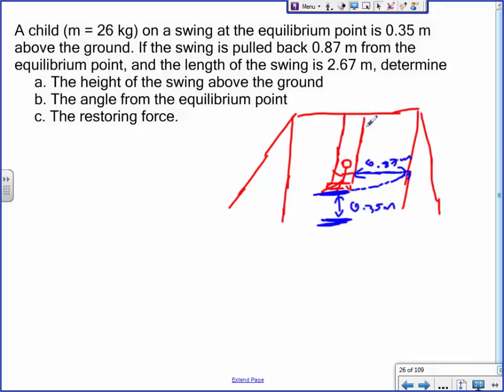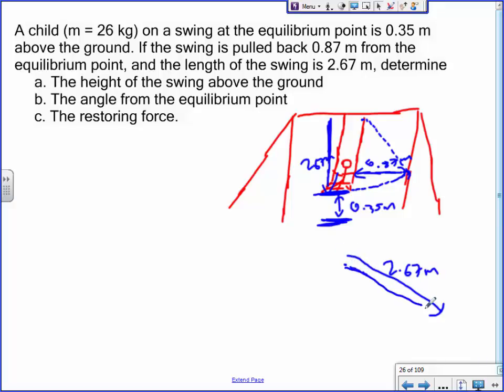The other thing we get to know, though, is how long the swing is. And the swing is 2.67 meters regardless. So that means that from here to here is 2.67 meters. So that's gonna be kind of a mess there. Or probably a little bit better here would be to draw it over like that. So I'm gonna redraw a triangle now that looks like this. This distance right here is 2.67 meters, the actual swing itself, if that makes sense.